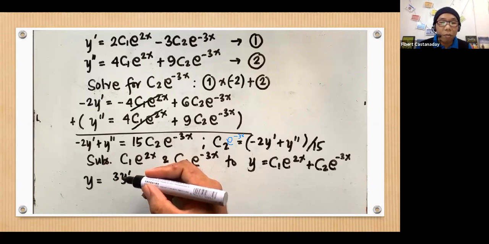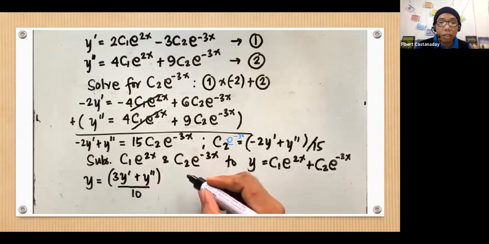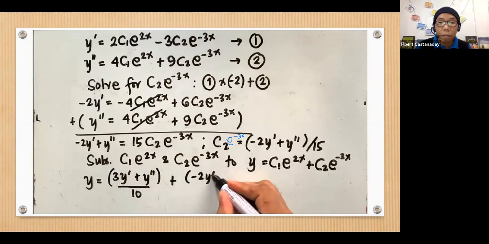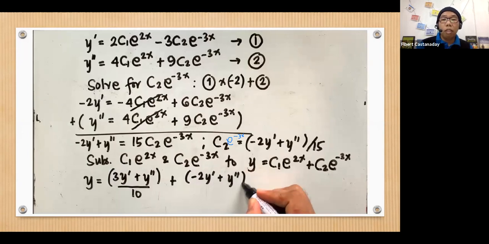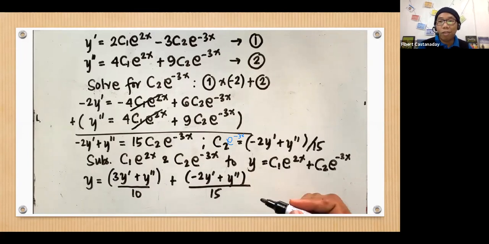3y prime plus y double prime all over 10, plus the value of c sub 2 e raised to minus 3x, which is actually minus 2y prime plus y double prime all over 15. Okay, what can you say about the resulting equation? There are no arbitrary constants, right? It's qualified to be a differential equation since there are ordinary derivatives in the equation.